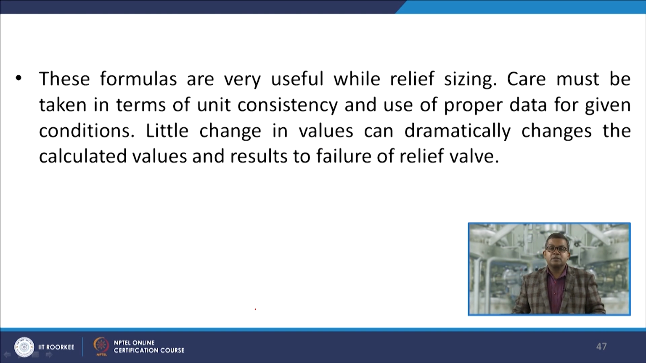So, these formulas are very useful while relief sizing, and care must be taken in terms of unit consistency and the use of proper data for given condition. Now, a little change in the value can drastically change the calculated values and result in the failure of the relief valve, and this may be extremely catastrophic. So, first thing must be in mind that we must adhere to the consistency of the unit, and we must use the proper data for selection.